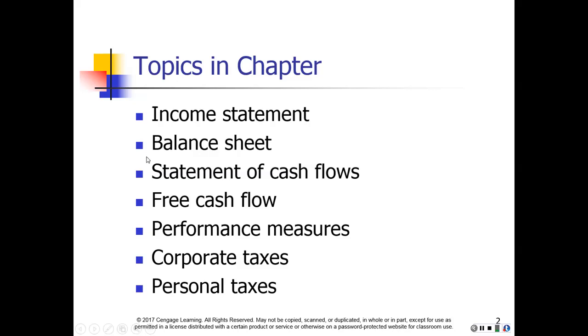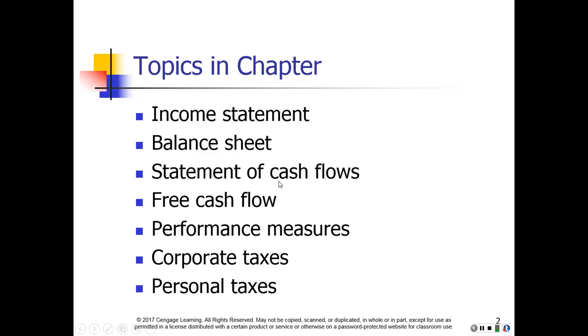Then we'll look at the balance sheet, and a balance sheet is a snapshot. While the income statement has flow variables, the balance sheet has stock variables. So it tells us where we stand at any given point in time. Usually we're going to be looking at a quarterly or annual balance sheet, and an annual balance sheet tells us where we stand at the end of the year.